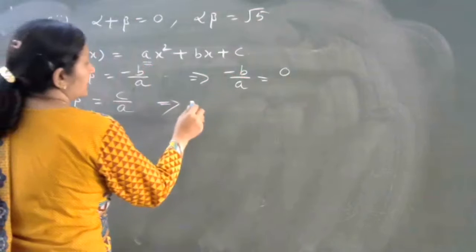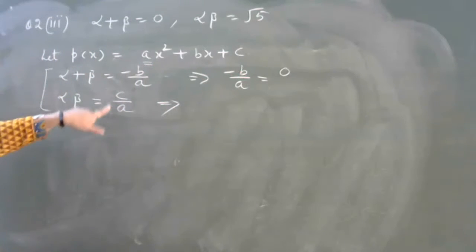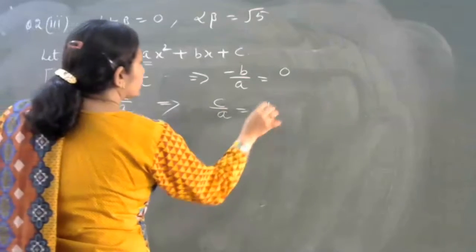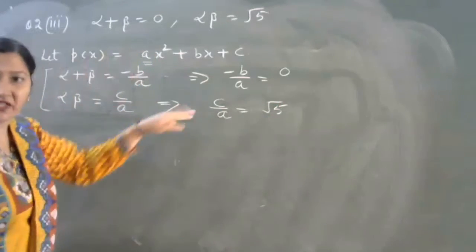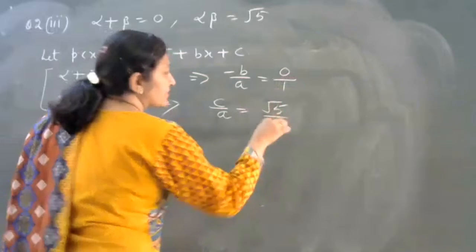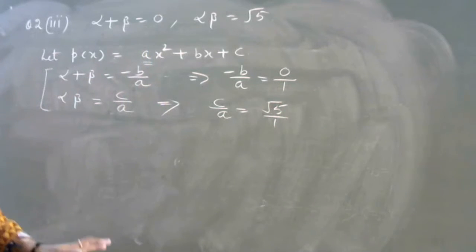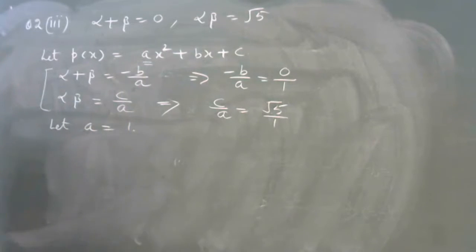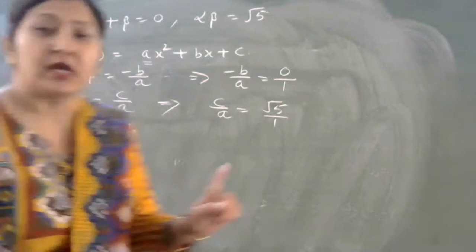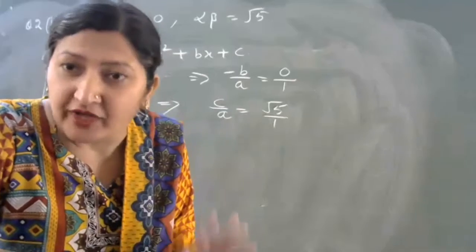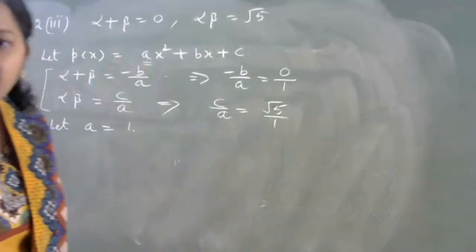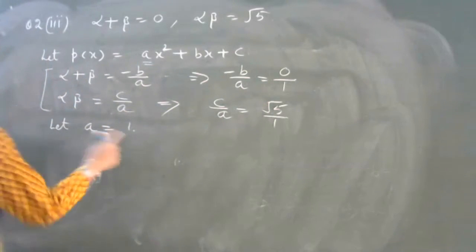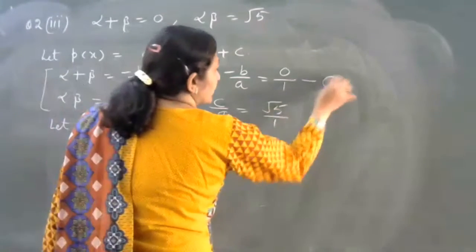Then alpha into beta is equal to c over a. It means c over a is equal to under root 5. In both the cases, we can take denominator as 1. So their LCM will also be 1. So we will suppose let a is equal to 1. Again, what is it? We can take any value of a. Only for our simplicity, we take LCM of these two denominators as a. Let a is equal to 1, and it is equation number 1.